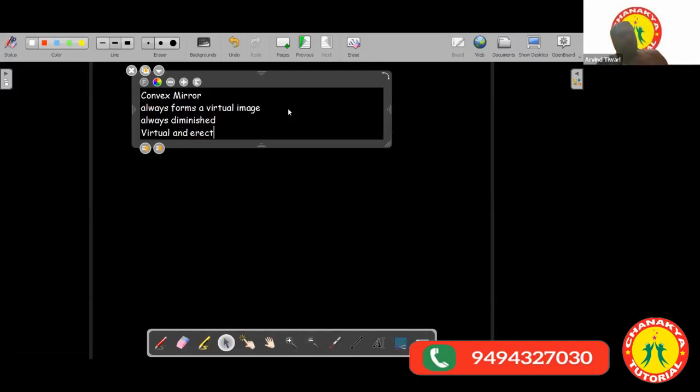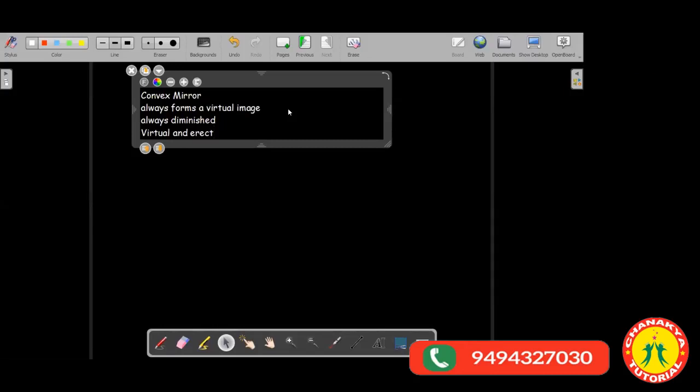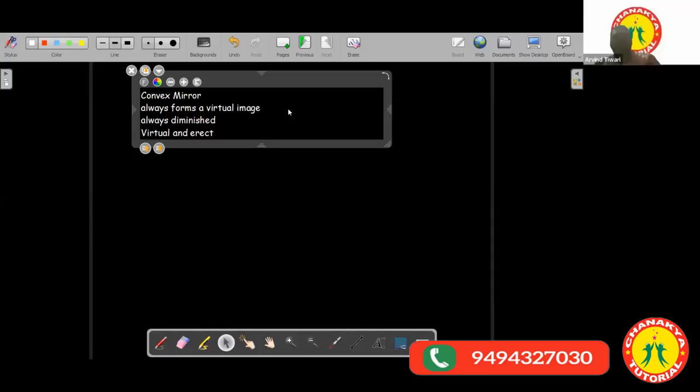Now, out of the given mirrors, which mirror can form a real image? Which mirror has the ability to form real images? Only concave. Only the concave mirror, right? All other mirrors can form only virtual images. It's only the concave mirror which can form real images.